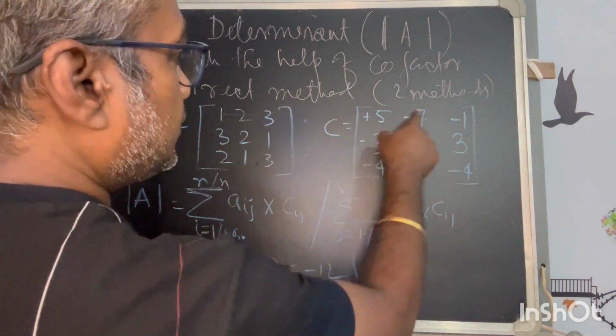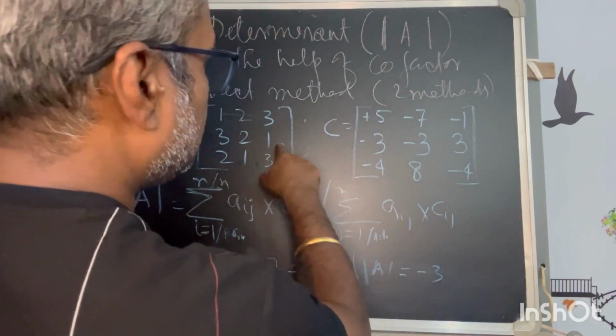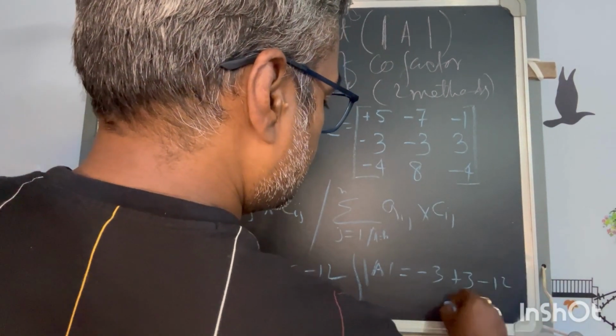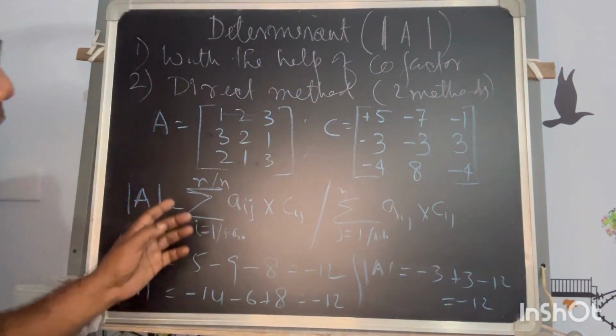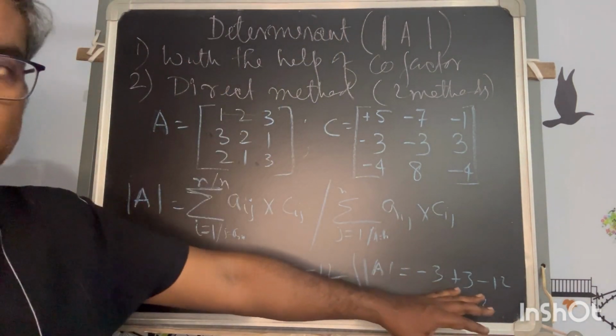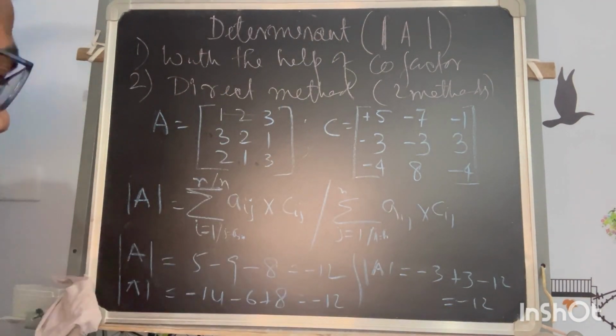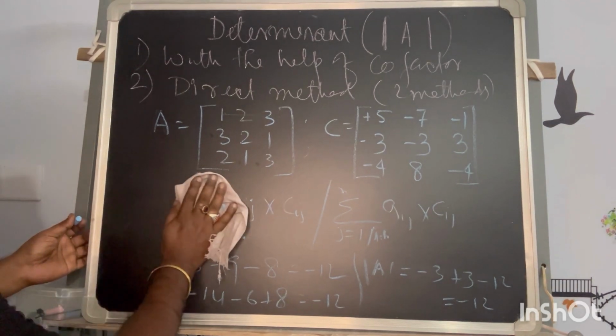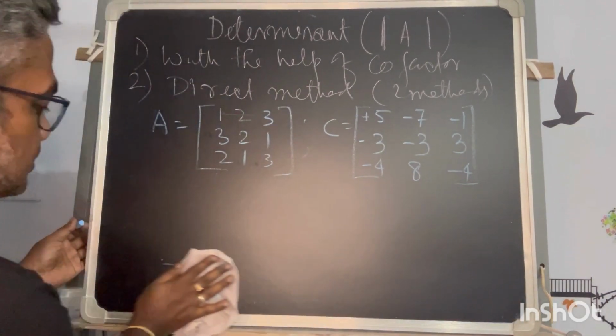This one, 3 into 1 minus 3, this is plus 3, and this is 12. So this also is minus 2. So you can check, any of these will give you the same result. So to find the cofactor, you can see the results are coming.